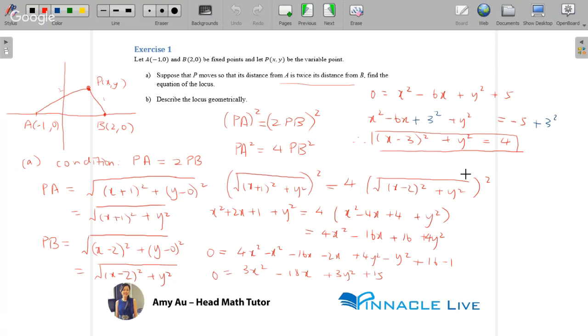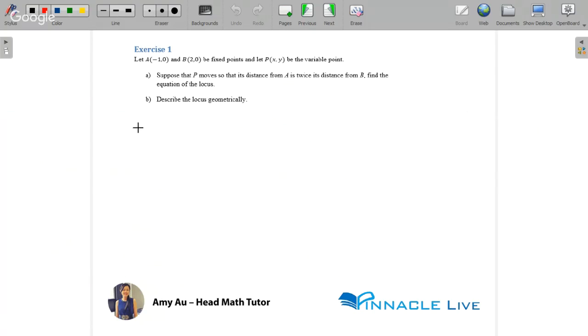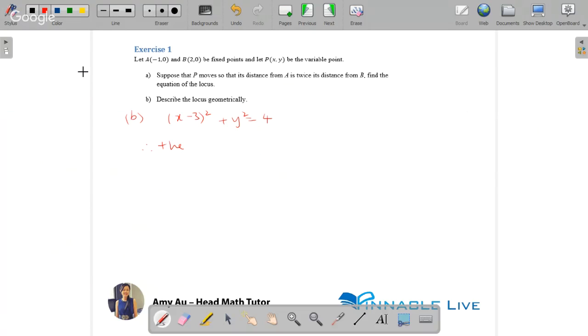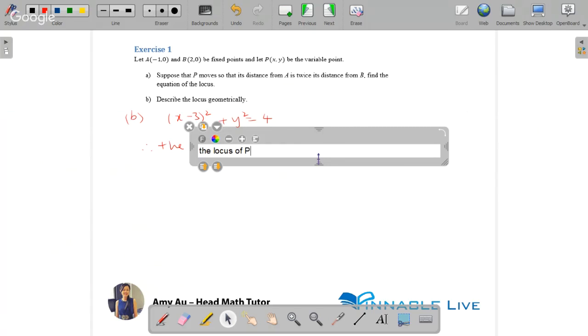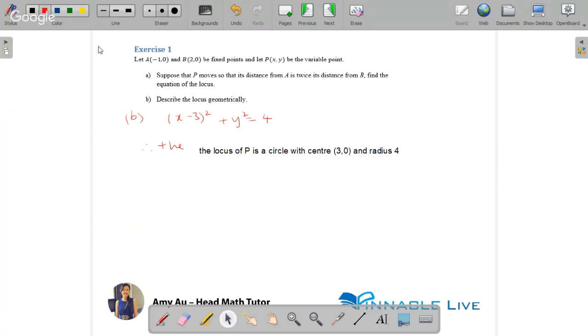Okay, so moving to the next part, describe this geometrically. Let's copy the answer from the previous part. We found that the locus was (x minus 3) squared plus y squared is equal to 4. Therefore, the locus of P, actually, instead of writing this, let's type this because it's a bit hard to write. So the locus of P is a circle with center (3, 0) and radius 4. I think that way you can see that more clearly as well.